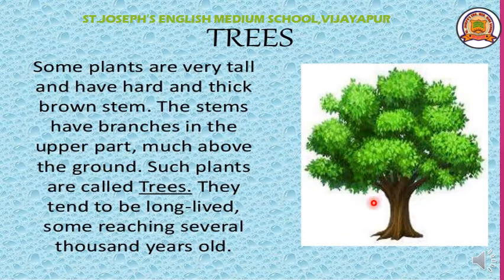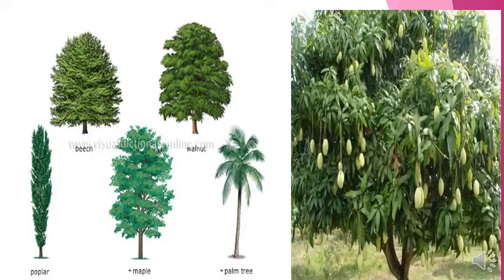You can see here the stem has branches. It has upper branches which are not close to the ground, whereas in shrubs branches are closer to the ground. Right? Here it has a stem which is very thick and hard, and it is brown in color.